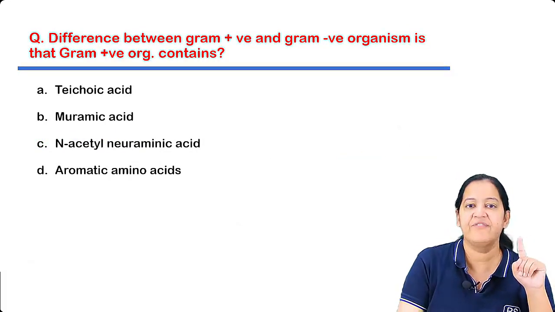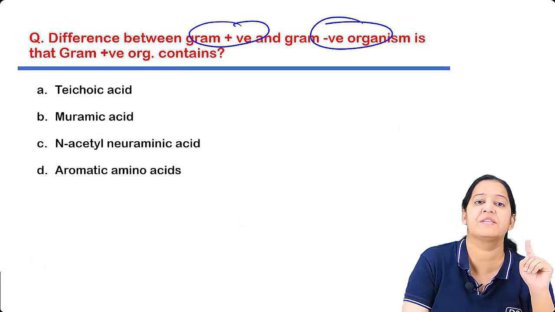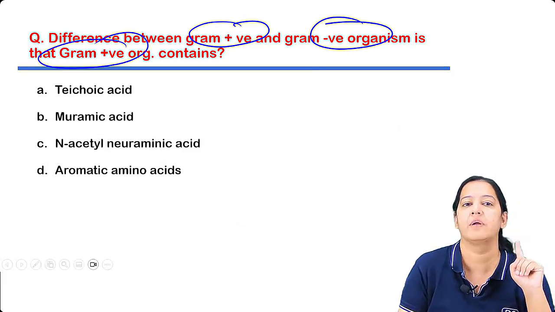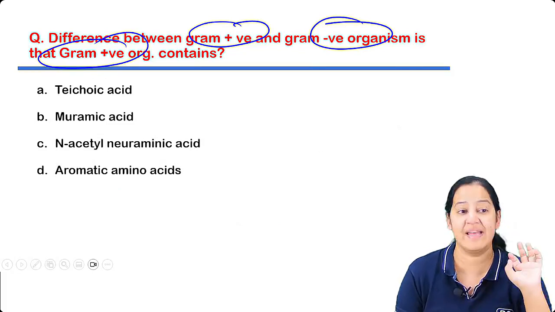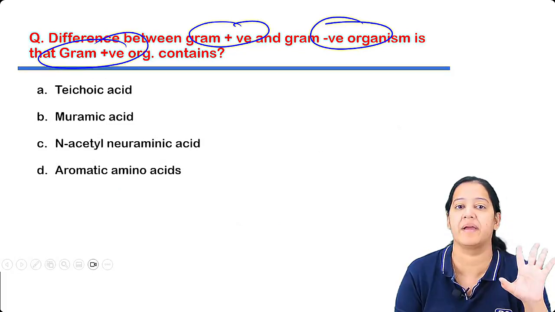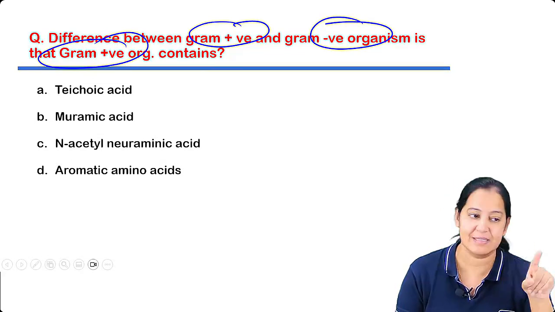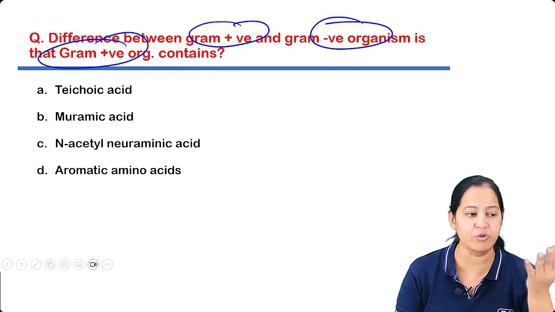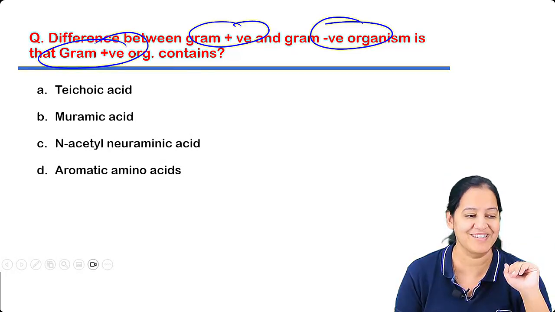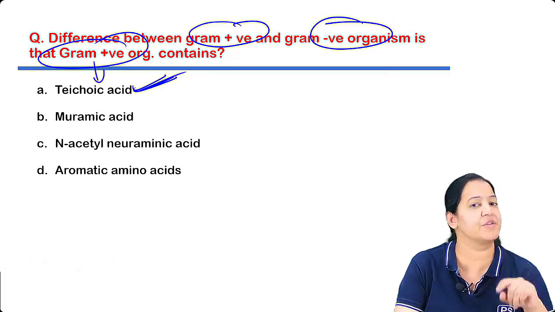Can you tell me the difference between gram positive and gram negative organisms? Tell me something which is present only in gram positive but not in gram negative. I told you the cell wall structure of both of them. Yes, most of you are right. Please everyone participate. Come on. At max you will be wrong, that's fine, but participation is important. So yes, teichoic acid. Teichoic acid is present only in gram positive, not in gram negative.